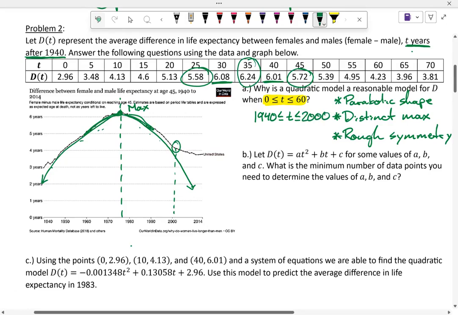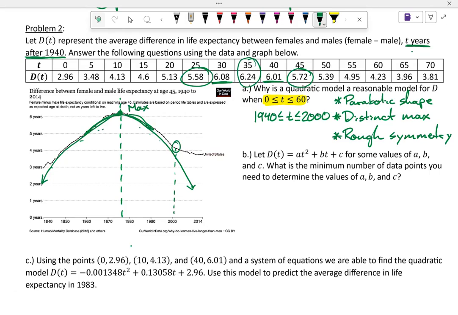And again, what did we say our data is good until? 2000, right? So they're acknowledging that fact as well, that it's a reasonable model from 1940 to 2000. After 2000, it starts leveling out. It's not really a good model anymore. Okay?